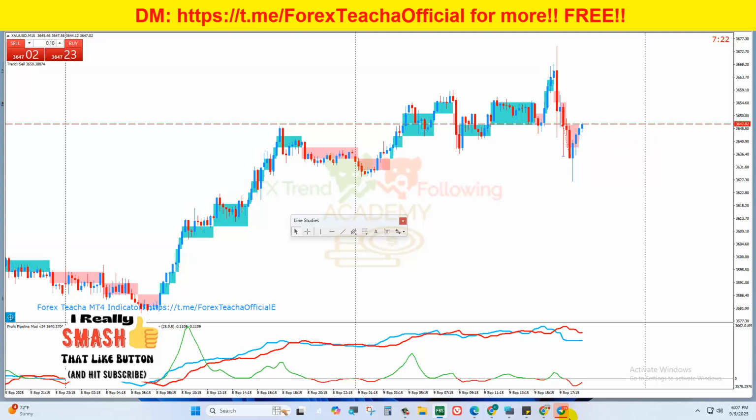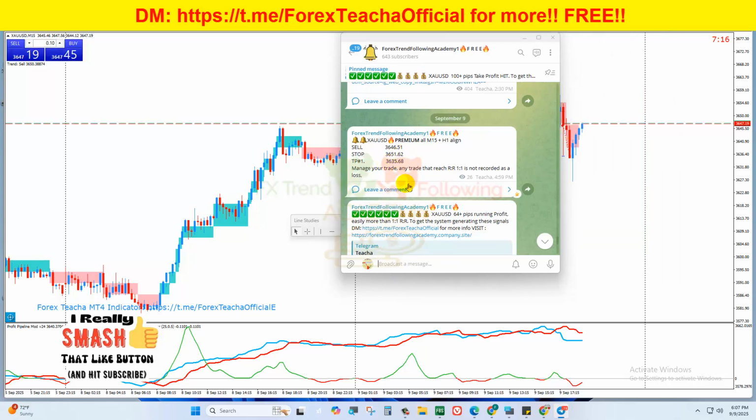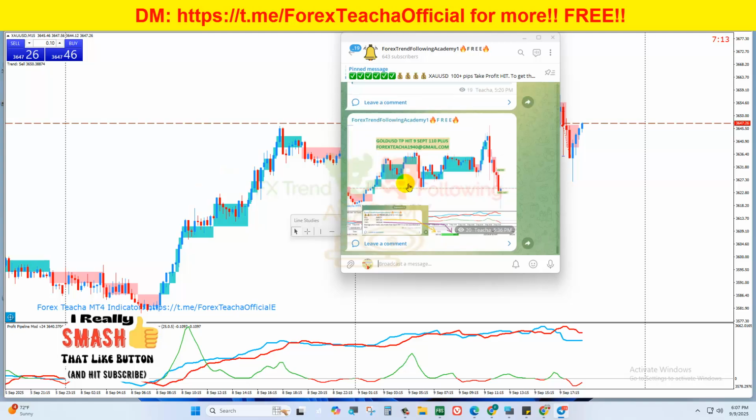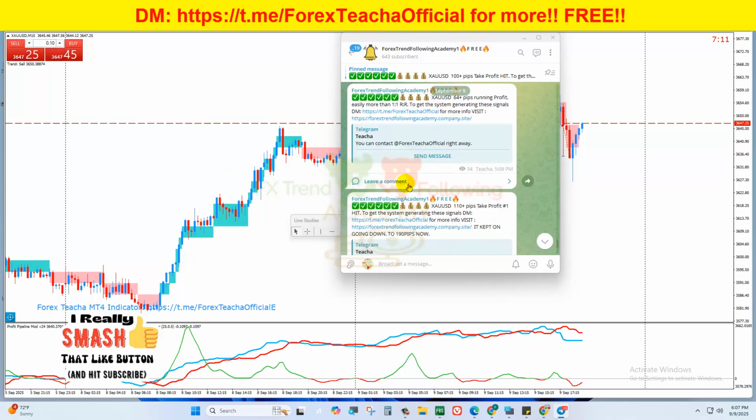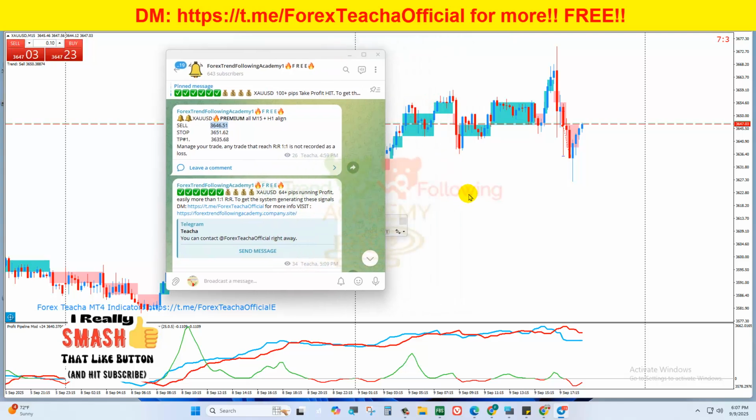If you also go to my Telegram channel, you can compare this. You can see the signal was sent right here. We said you should sell. I don't know if this is the correct one, let's just see. You can see here I say 3646.51, you should sell. This is gold USD.